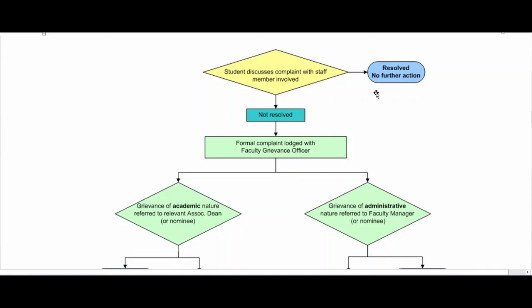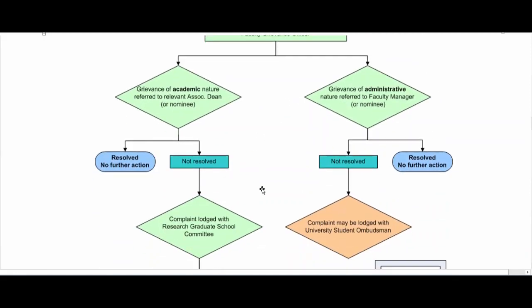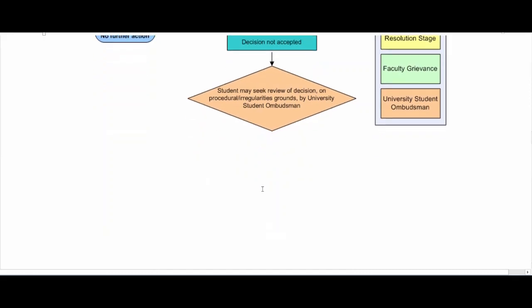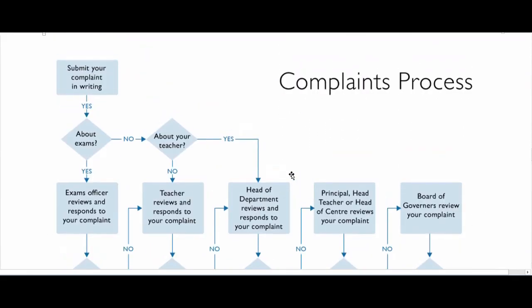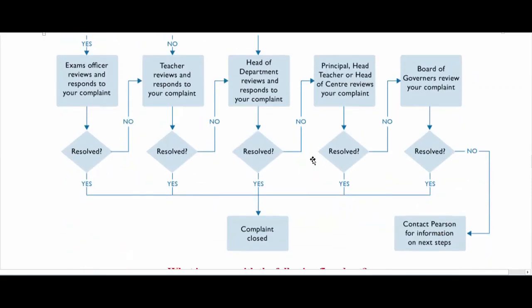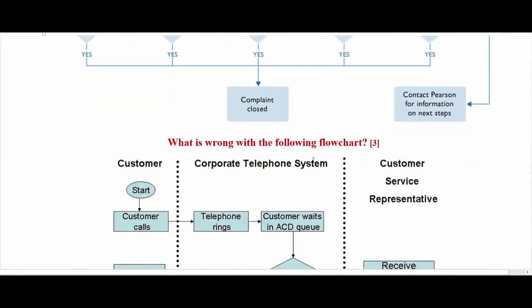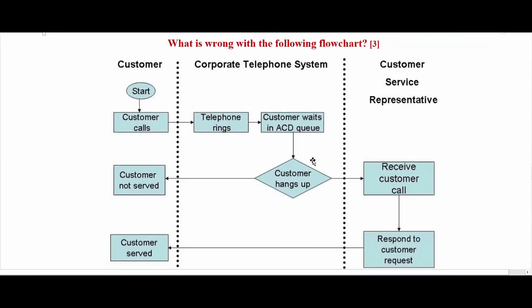Again, different processing, different types of flow charting. There's a complaint process. Again, this is just generic ones, and what do you do about it and how you progress. This one is interesting in that there's something wrong with it. They start, the customer calls, the telephone rings, which seems to be a little redundant. You assume that the telephone's going to ring. It's not really a step that necessarily needs to be captured.